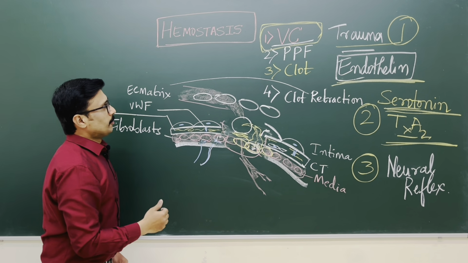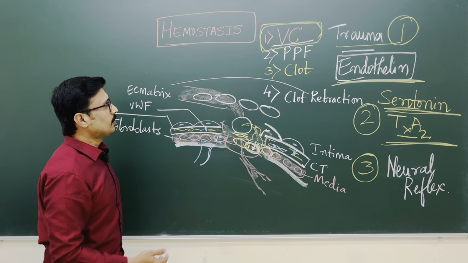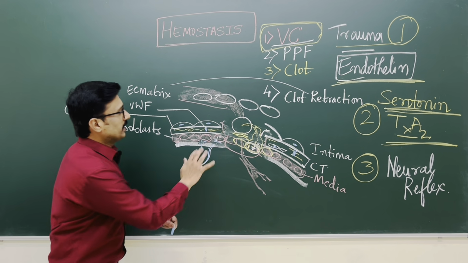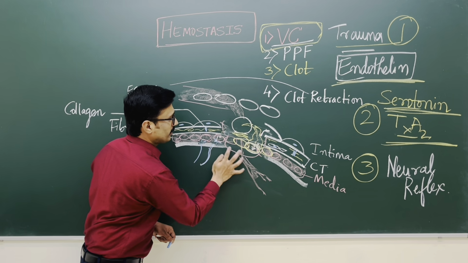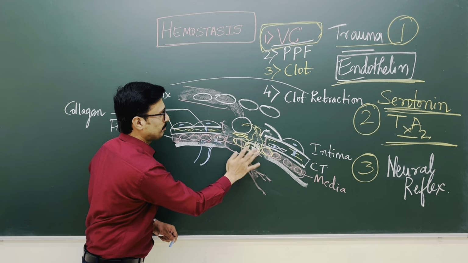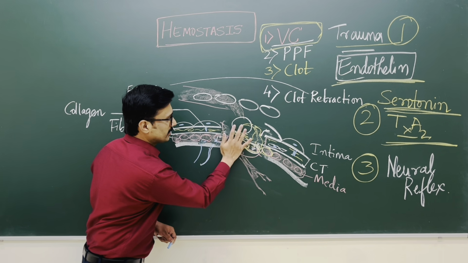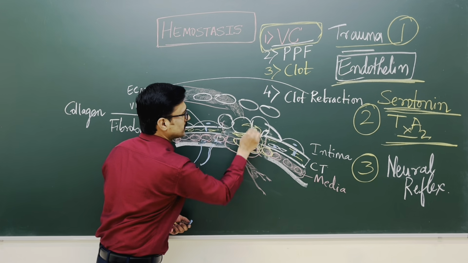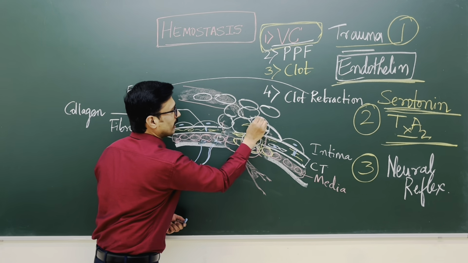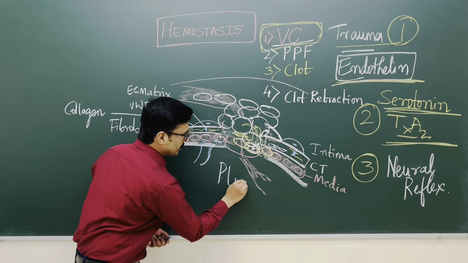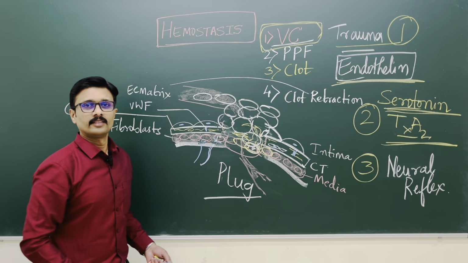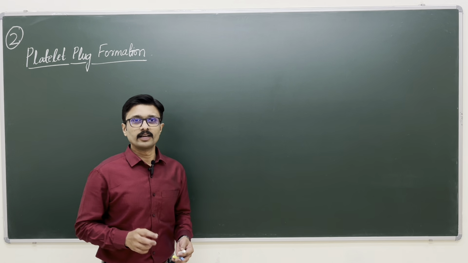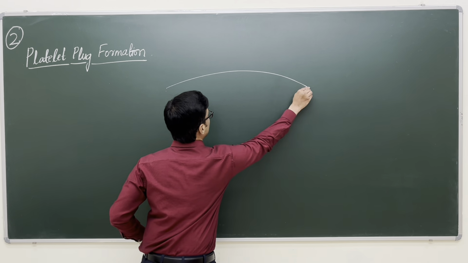Next, platelet plug formation. What is the role of platelets in plugging the injured site? This is the site where damage of the vessel wall has happened and the blood is flowing. Now this site has to be plugged by accumulation and aggregation of more and more platelets to form a plug. This is the second step: formation of the platelet plug. Let me explain how the platelet plug is formed.